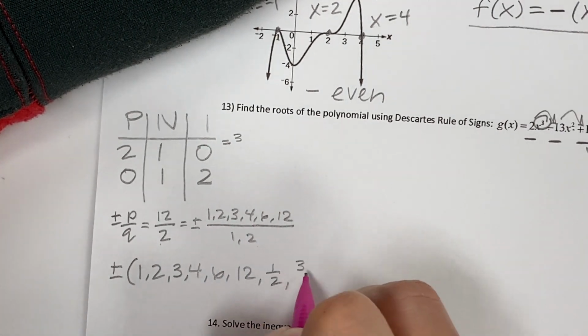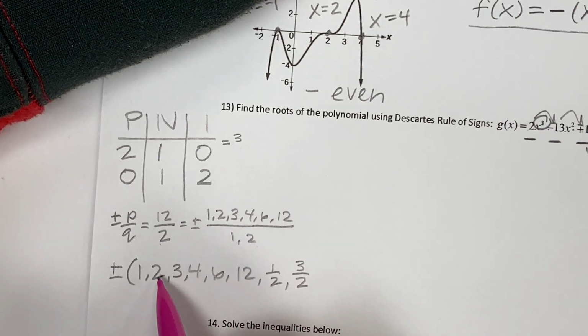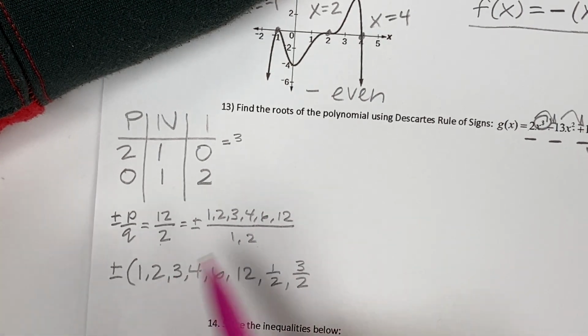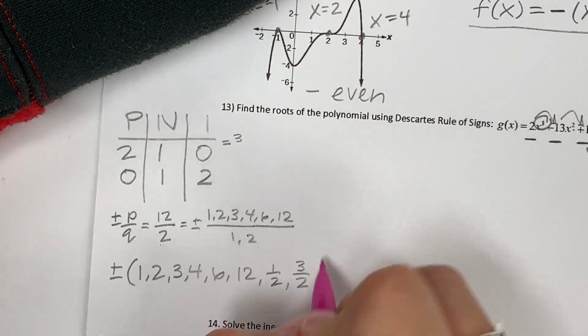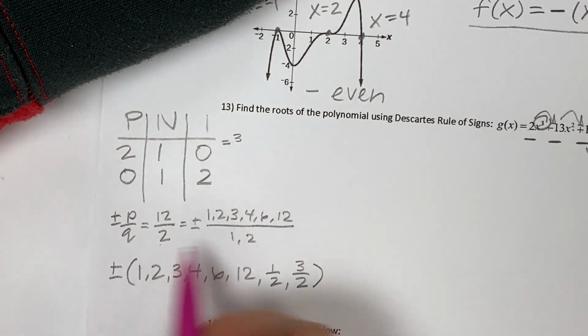3 over 2. 4 over 2 is 2. 6 over 2 is 3. 12 over 2 is 6. I'm not going to write those again. So here are all my options to choose from.